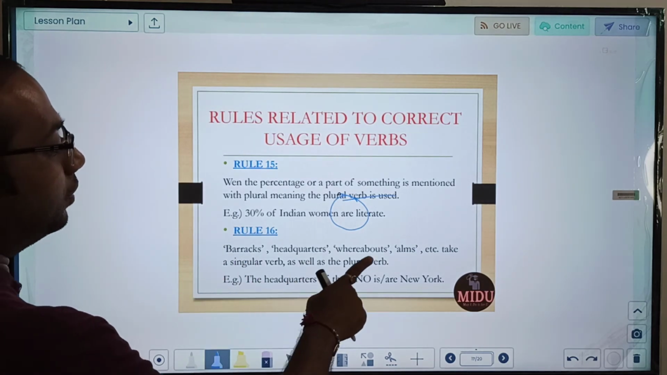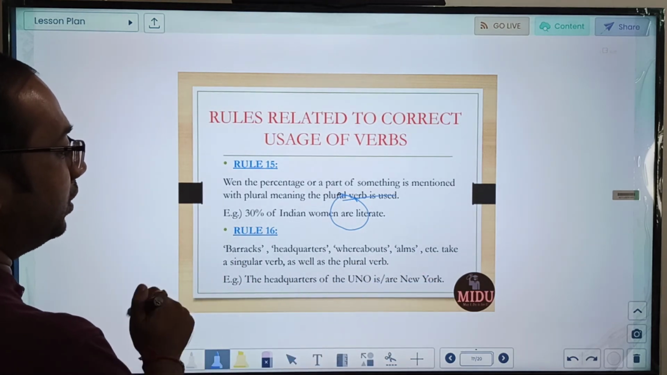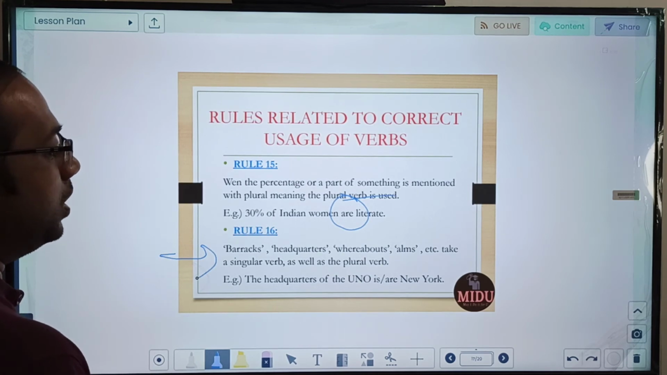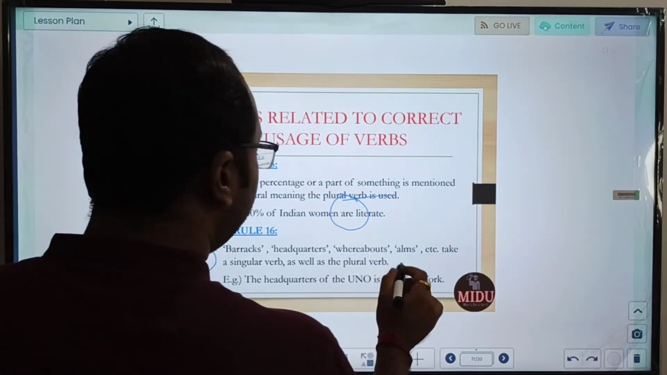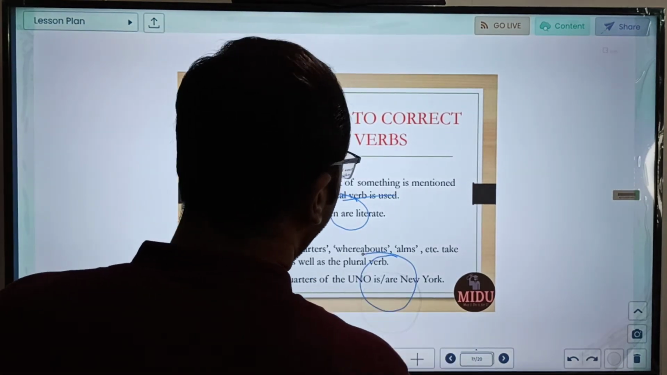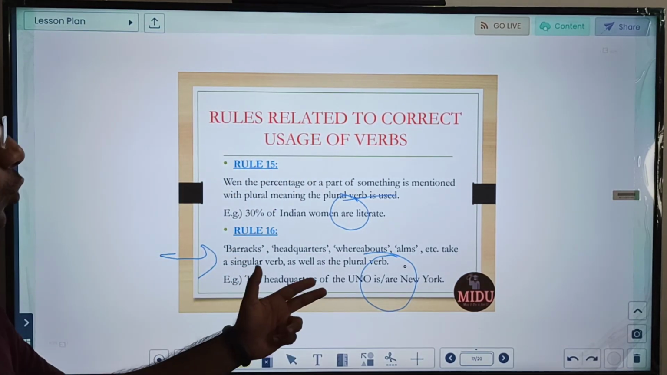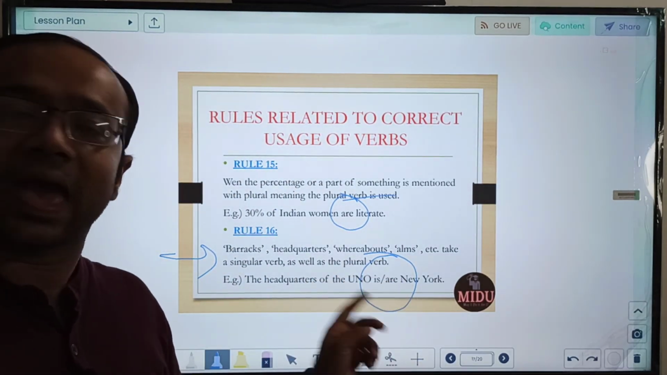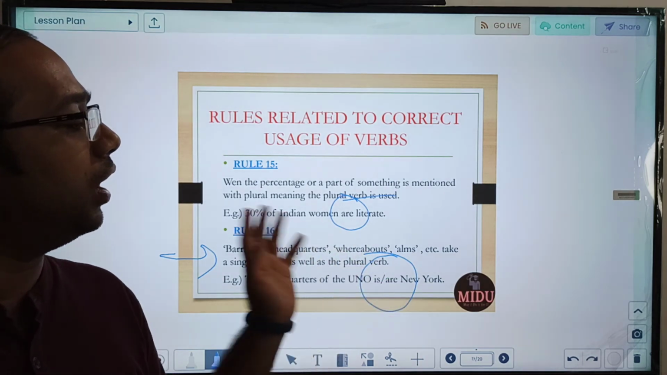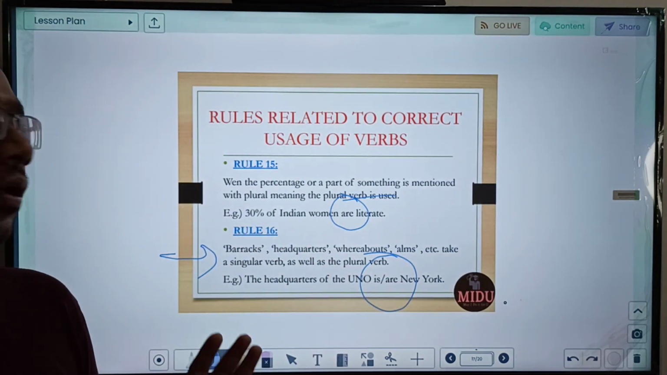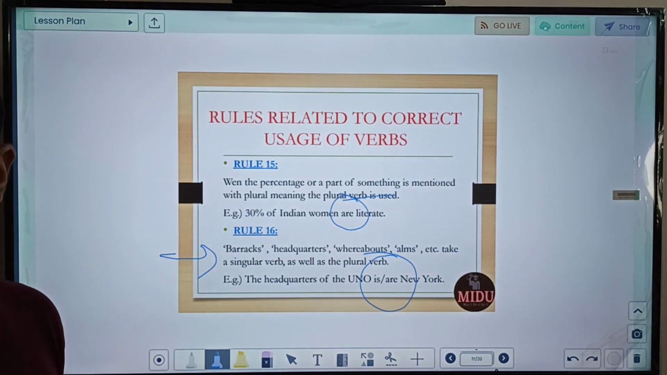Barracks, headquarters, whereabouts, arms, etc. take a singular verb as well as the plural verb. So in this you need to be careful, both are allowed. The headquarters of the UNO is New York, as well as the headquarters of the UNO are New York. Both are acceptable, none of them is wrong. Let us see our next set of rules.